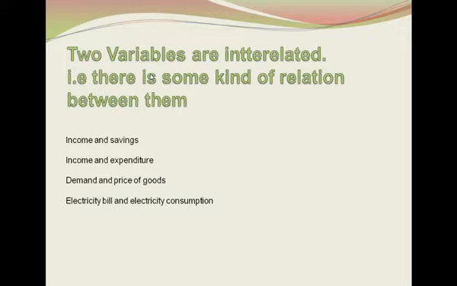Consider the second example, income and expenditure. When income increases, expenditure also increases, or when income decreases, expenditure also decreases. Again, here we find that income and expenditure are directly proportional to each other. Consider the third example, demand and price of a good. In this example, when demand increases, the price of the good decreases, or when demand decreases, the price of the good increases. That is, here demand and price of a good are inversely proportional to each other.